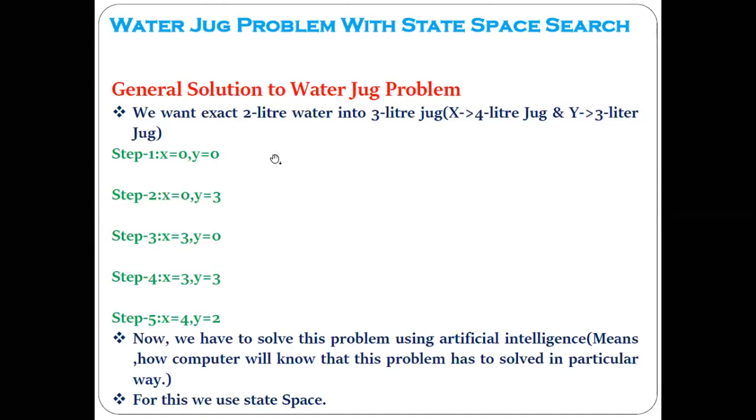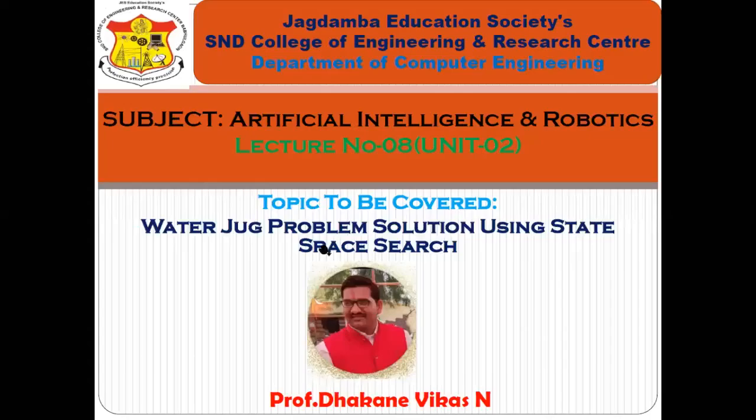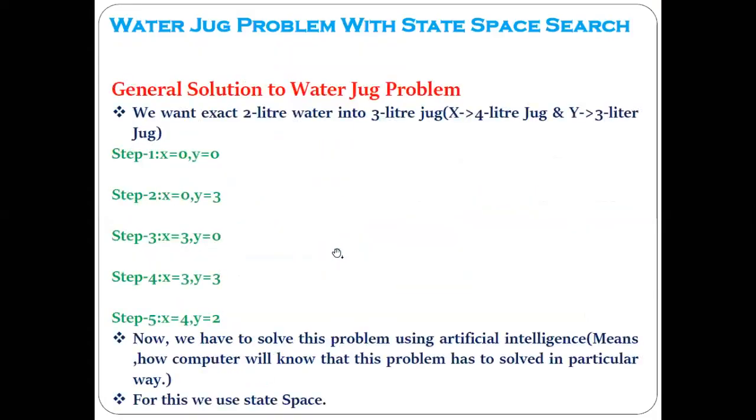Okay, in step 1, you can see we have both the jugs empty. In the second step, we have filled the second jug completely. In the third step, we have poured the water from the second jug into the first jug. In the fourth step, again we have filled the second jug completely. And in the last step, we have poured the water from the second jug into the first jug until the first jug is filled completely.